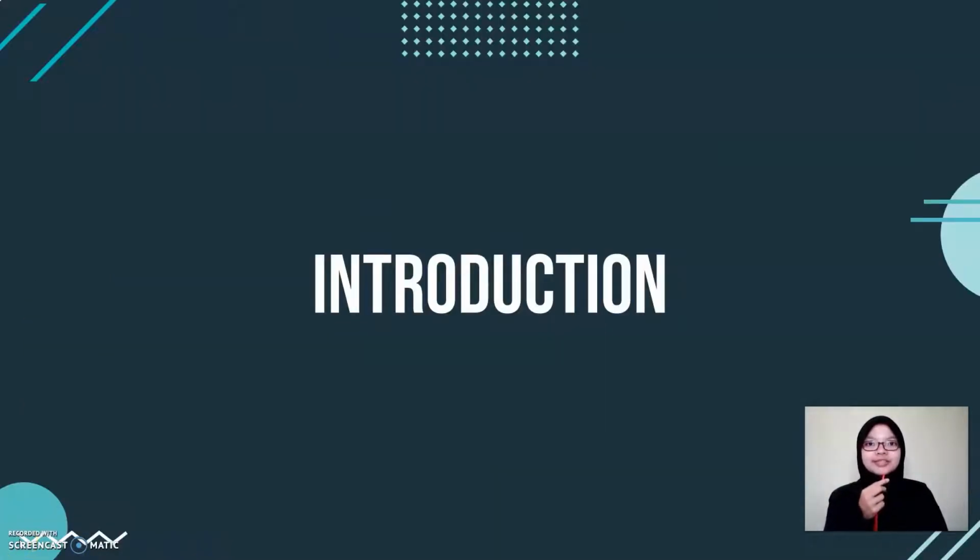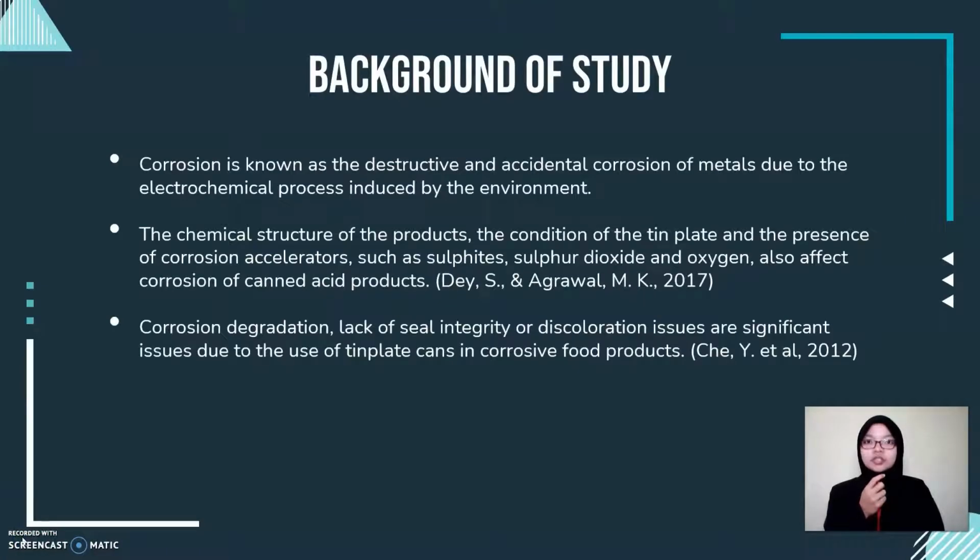First, introduction. Background of study. Corrosion is known as the destructive and accidental corrosion of metals due to the electrochemical process induced by the environment. When one or more of the atoms on the same metal surface are oxidized, creating damage to the entire surface, this general corrosion happens.